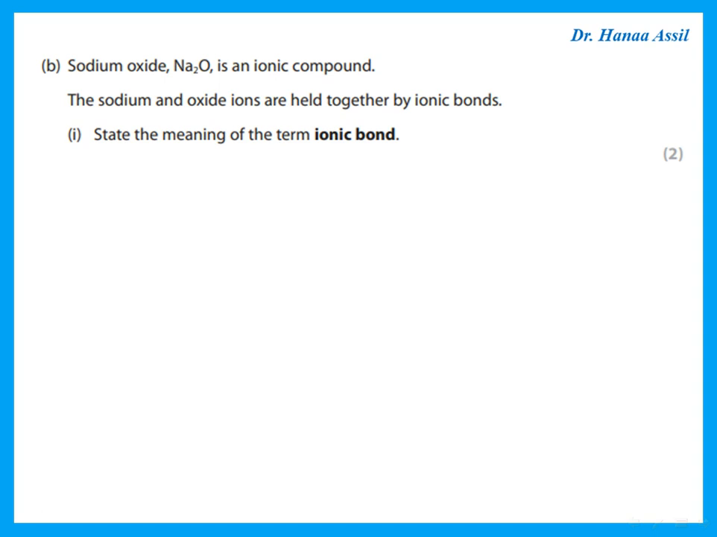Sodium oxide is an ionic compound. Sodium and oxide ions are held together by ionic bonds. State the meaning of the term ionic bond. What do we mean by ionic bond?